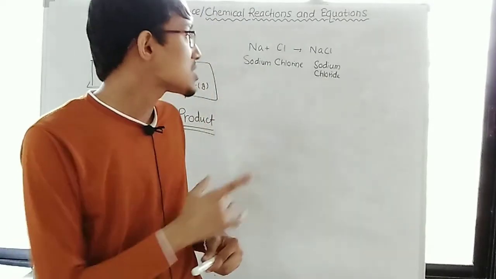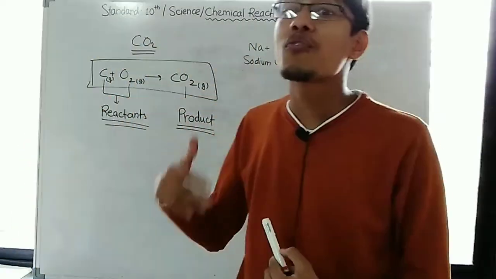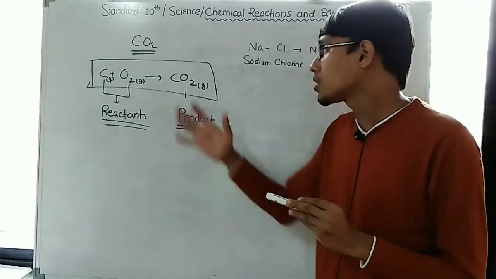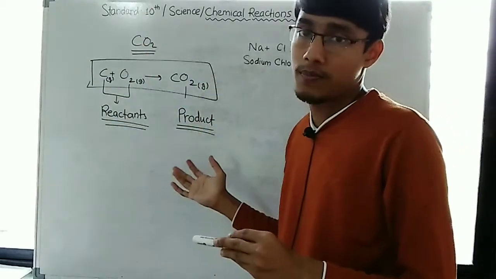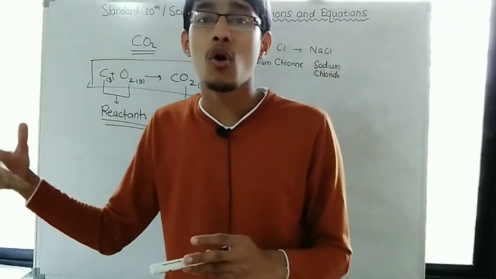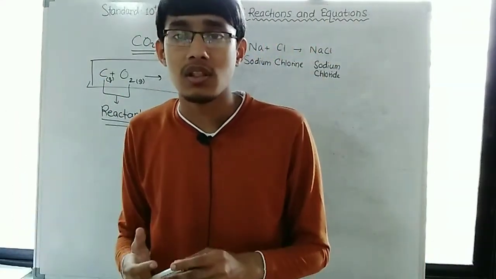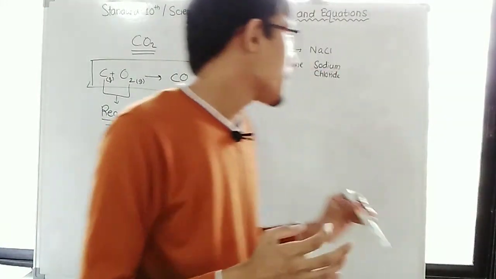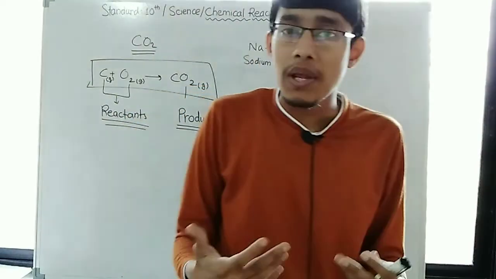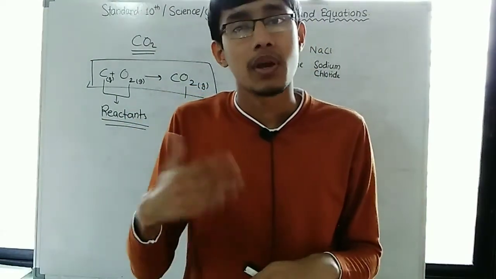Now in the next lecture we will study different types of reactions. These types are based on the number of reactants and products, and the change between the reactants and products. We will study all those things in the next lecture. This was just the prerequisite for reactions and equations. We will go deeply into this particular chapter in the next lecture.